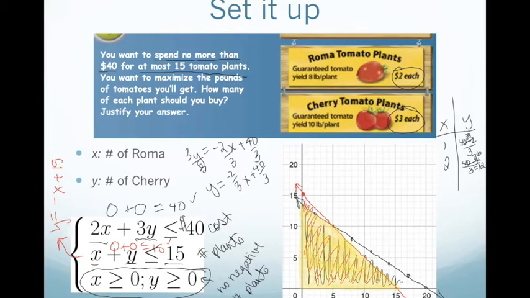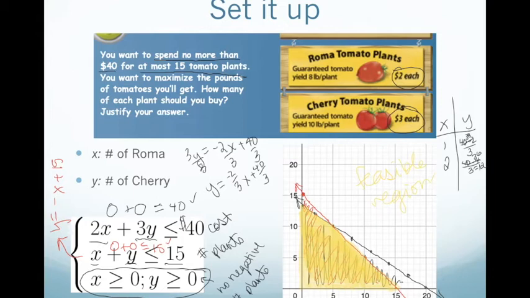Okay, so just this part inside of both and inside of quadrant 1. Okay, so we've programmed our linear system. We have found our feasible region. The yellow is called the feasible region.